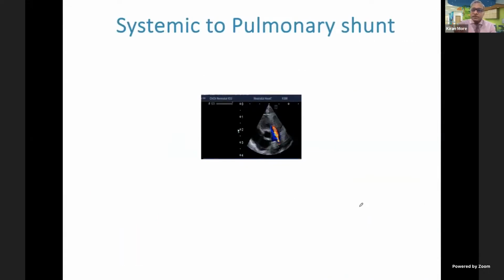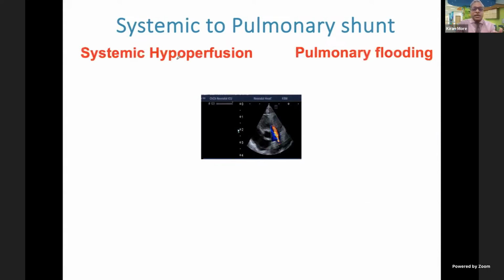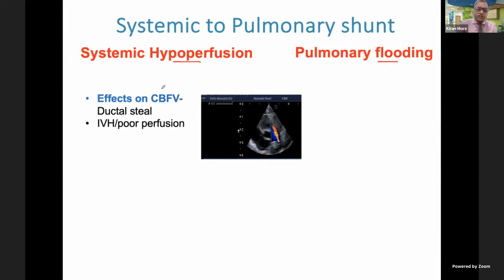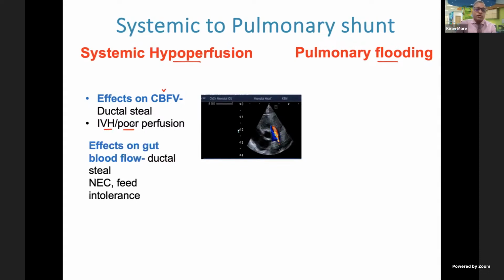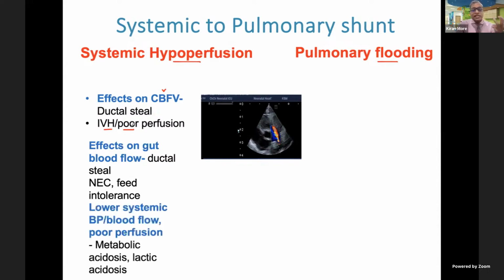Now, the effects of the PDA depend, as we all know, on your QP:QS ratio. So what is the ratio of pulmonary circulation to the systemic circulation? Normally they should be balanced, there shouldn't be a steal. But in PDA, there is more circulation to the pulmonary and less circulation to the systemic. So your QP:QS is affected, and because of that, you get systemic hypoperfusion and pulmonary flooding. When you get systemic hypoperfusion, the organ of predominant concern is your brain. So it affects your cerebral blood flow, causing poor perfusion, IVH, reperfusion injury, etc. It affects the gut blood flow, so there's a ductal steal, NEC, feed intolerance, and then it affects your systemic blood flow, causing poor perfusion, metabolic acidosis, lactic acidosis.